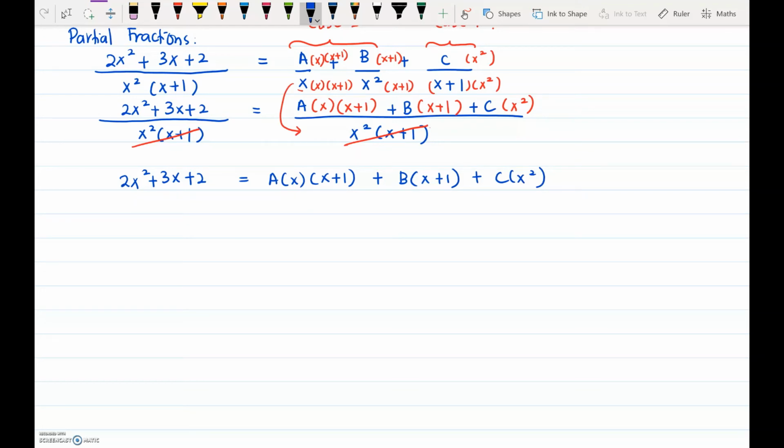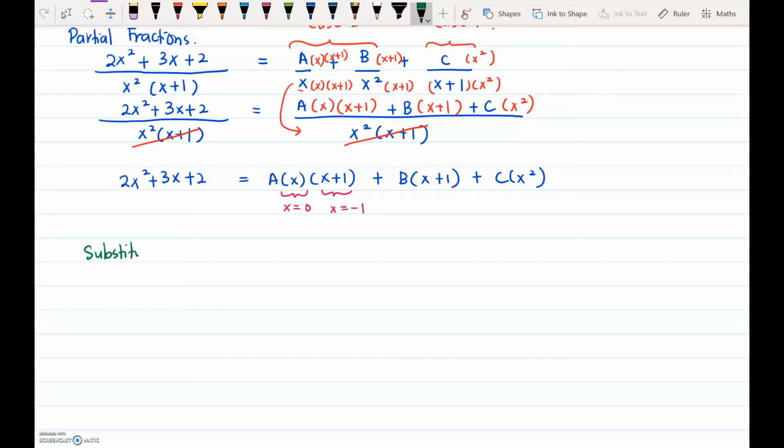Next step is we can eliminate some of the factors, one or two of them. We can only eliminate for the linear factors. So for x here, you will substitute x equals 0, and for the other one you can substitute x equals -1. Now let's continue.